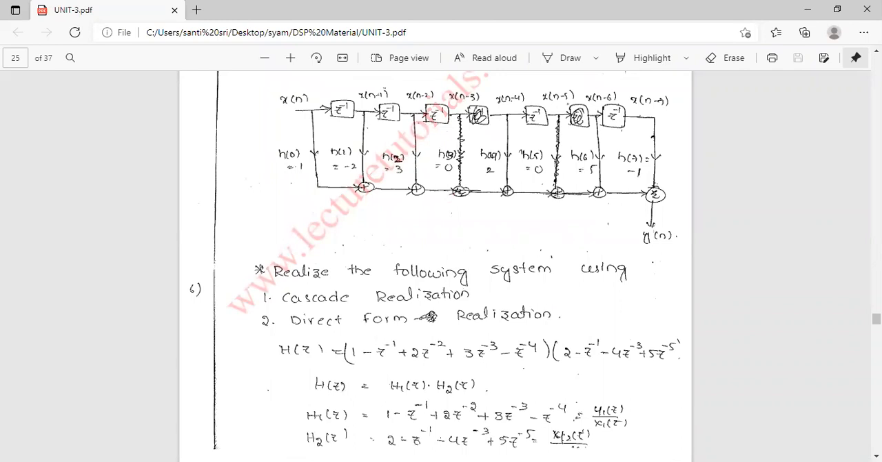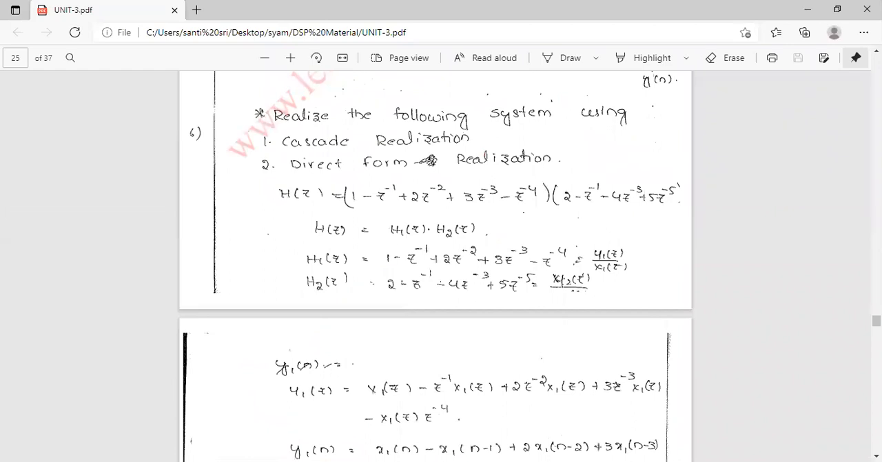The next problem is realize the following system using cascade realization and direct form realization. H(z) is given as 1 minus z power minus 1 plus 2 z power minus 2 plus 3 z power minus 3 minus z power minus 4, into 2 minus z power minus 1 minus 4 z power minus 3 plus 5 z power minus 5. So this is H1(z) into H2(z). From this, H1(z) is nothing but Y1(z) by X1(z). Similarly, H2(z) is nothing but Y2(z) by X2(z).